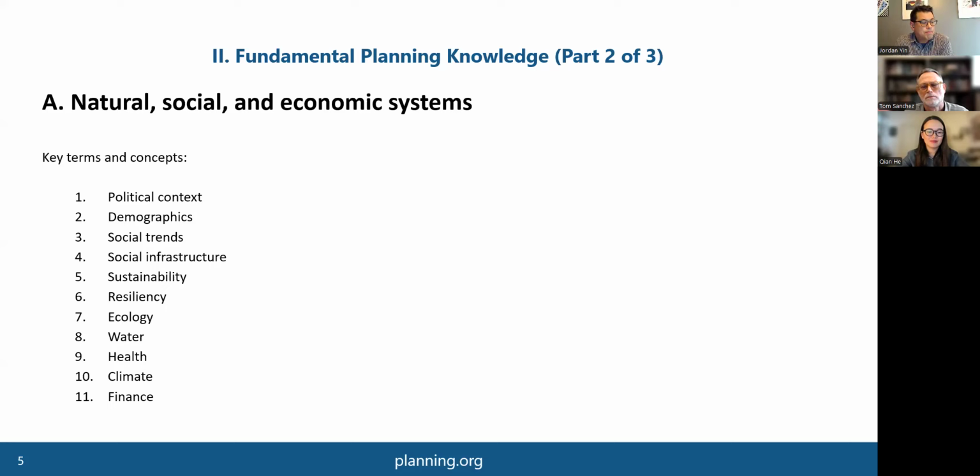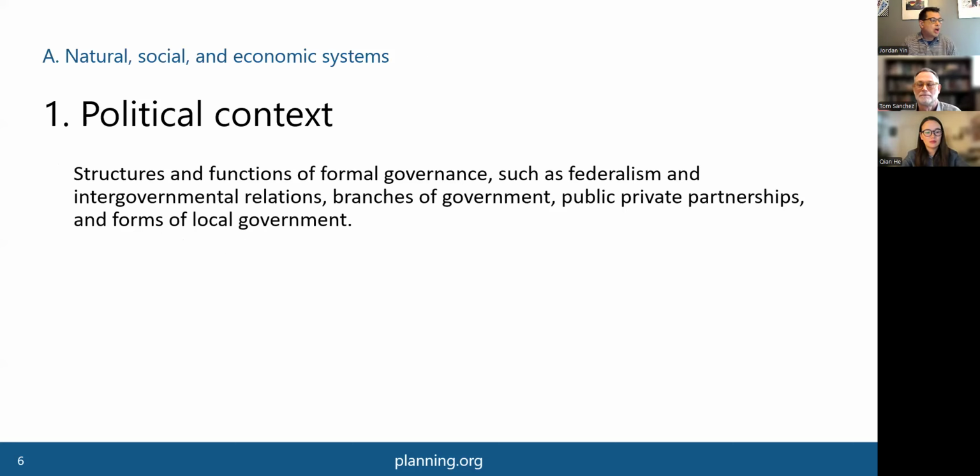So in the prior version of the exam, this section actually was just called natural, social, and economic systems, and there were only 3 bullet points: natural systems, social systems, economic systems. For some reason, they changed this, and they moved it from being 3 categories to 11 categories. So there are a number of different facets of broad context that planners might want to pay attention to.